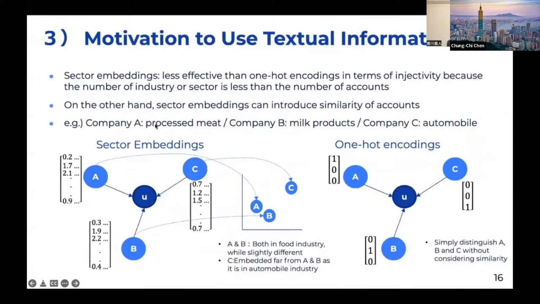In this case, company A is a processed meat company, B is a milk products company, and C is an automobile company. By using sector embeddings, we can learn nuances, like A and B should be embedded close, as they are both in the food industry, while slightly different. On the other hand, C should be embedded far from A and B because it's the automobile industry. However, one-hot encodings just simply distinguish A, B, C without considering the similarity.